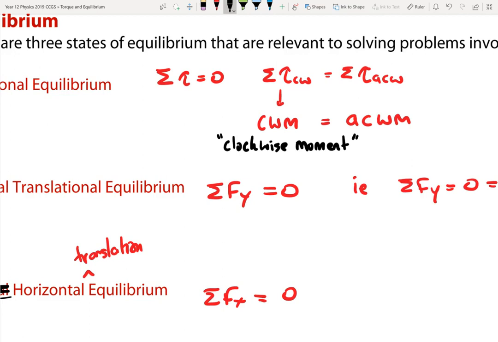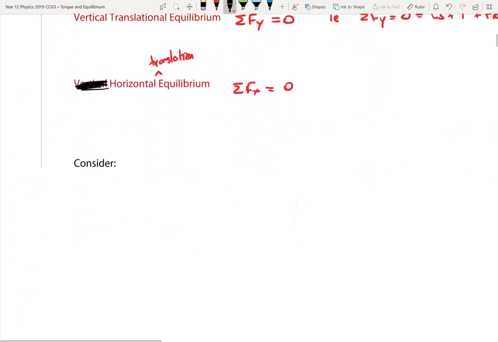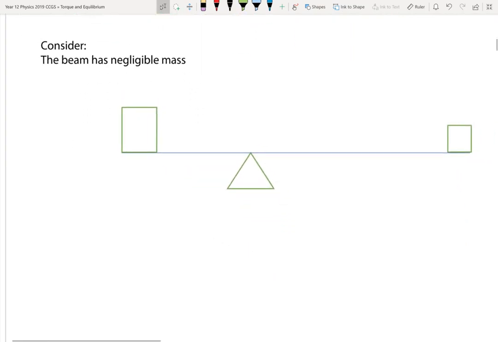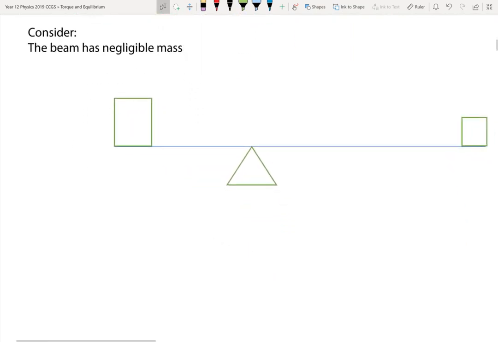So be careful. I'm going to force you all to write a blurb at the start of each question, and you're going to get so sick and tired of writing it, but it's worth a mark. There's a mark for writing those statements at the start of each question. Consider, please, this beam. For now, negligible mass. That's good. That means no torque produced.